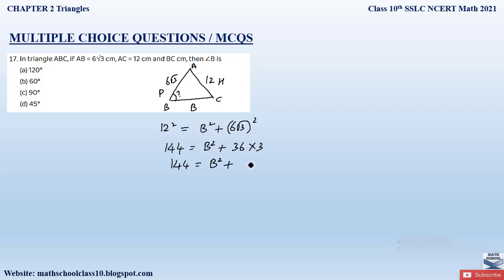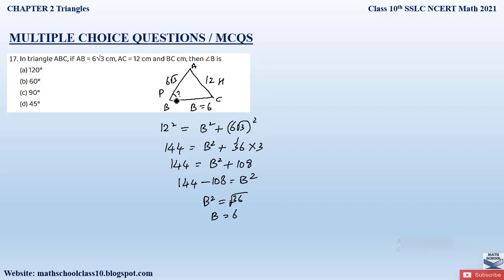6 3s are 18, carry 1, 3 into 3 is 9 plus 1 is 10, or 144 minus 108 is equal to b square, or b square is equal to 36. Taking square root on both the sides, b is equal to square root of 36, which is 6. Therefore, we got the base value as equal to 6. So, this satisfies our Pythagoras theorem.